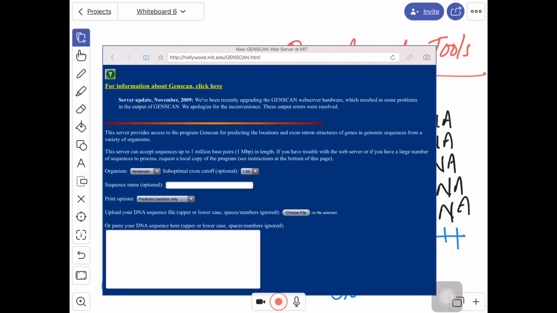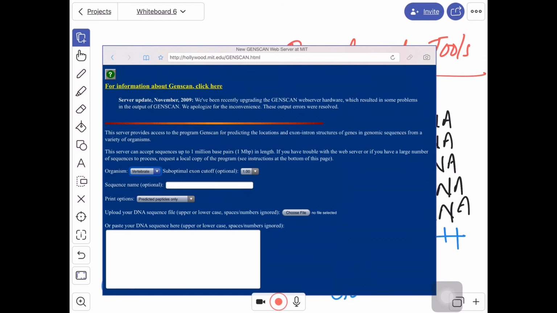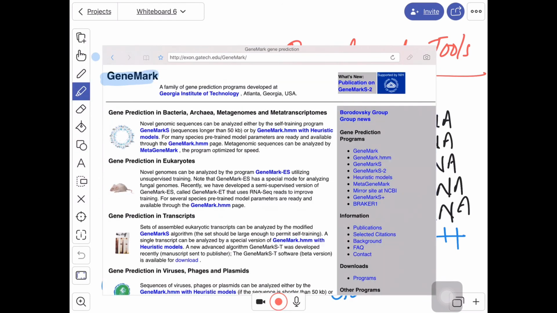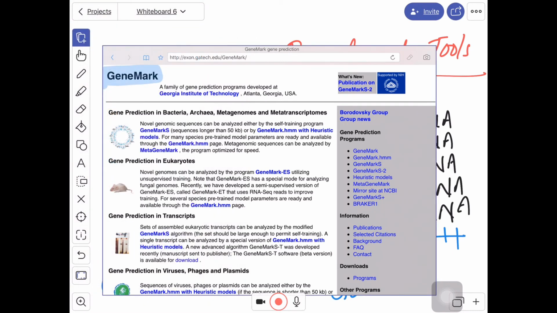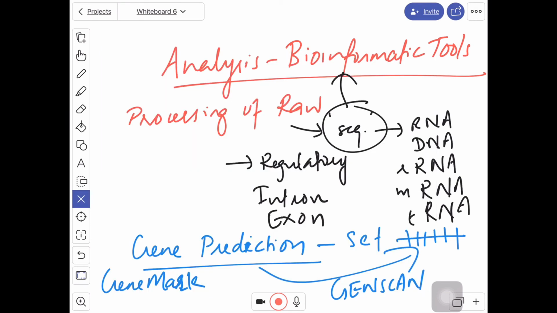Okay, if you know the organism, then you can give that organism, and you can predict the number of genes and all. This is GenScan. GeneMark is for bacteria and GenScan for eukaryotes. Now this has been modified. You can also use GeneMark ES, which will tell you about gene prediction in eukaryotes also. Many modifications are happening on these databases day by day. Okay, we can have gene prediction.